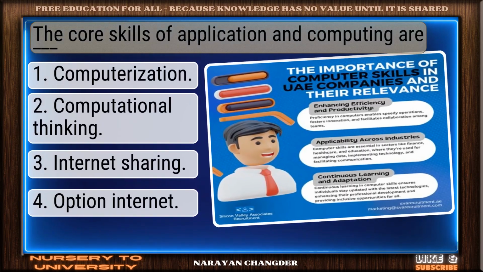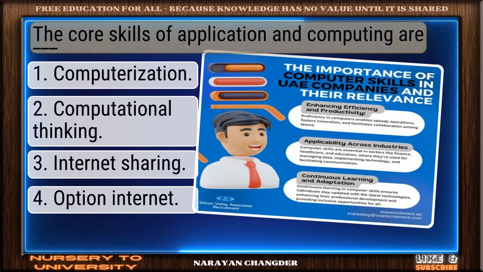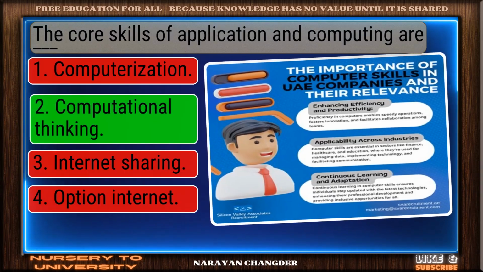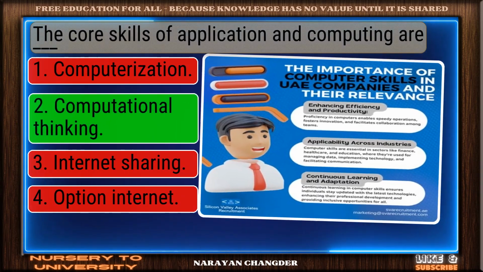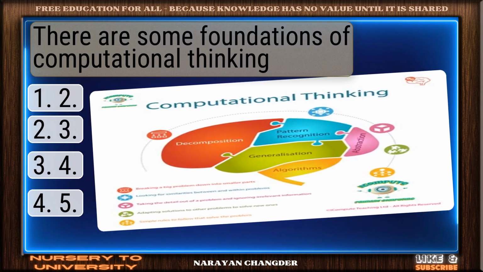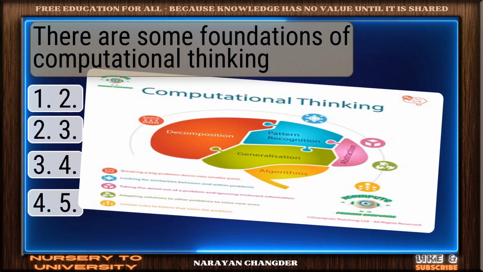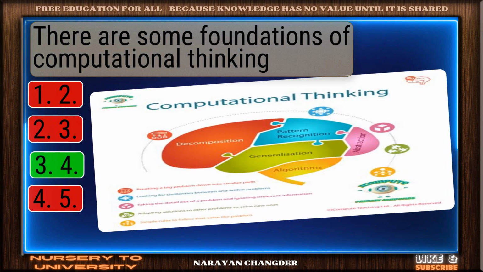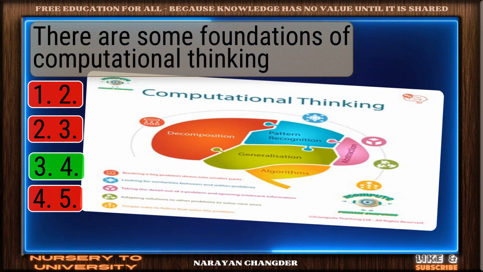Question number 39. The core skills of application and computing are dash. Great thinking. Computational thinking is the right choice. Question number 40. There are some foundations of computational thinking. On track. 4 is the correct answer.